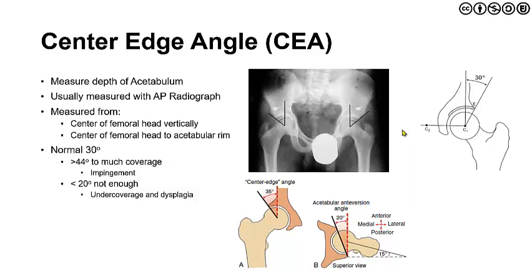If there's too much coverage, meaning we are in excess of 44 degrees center edge angle, normal being 30, this is likely going to cause some impingement. And so this is where we start to be concerned about that mixed style of impingement that we see with FAI, femoroacetabular impingement. Conversely, we can have too little coverage, less than 20 degrees, and when that occurs, we don't have enough. That undercoverage can lead to dysplasia, which means that the hip has less stability and is more likely to be susceptible to dislocation or other pathology.